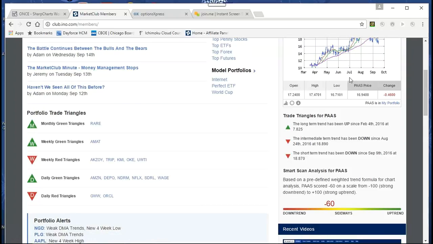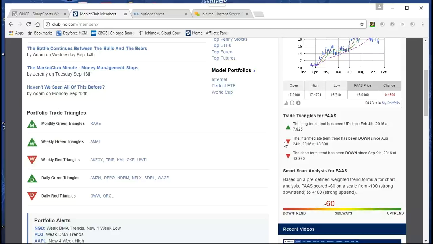So if you look at this little chart, it's for PAAS, and it shows that the monthly, which is the long-term trend, has been up since February the 4th, 2016. And it tells you the price that it kicked in at. It kicked in at $7.82. So it's telling you that the long-term trend is still positive, which is a good sign for a long-term trader.